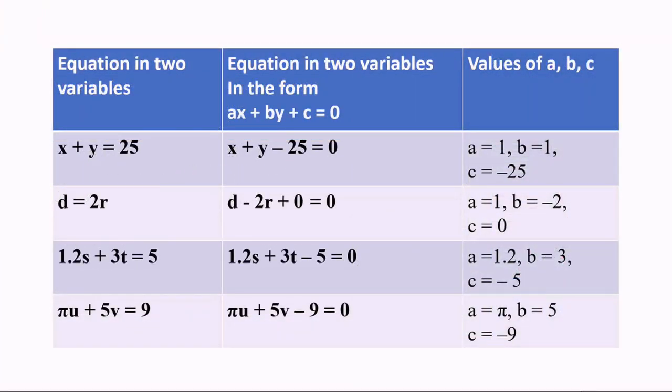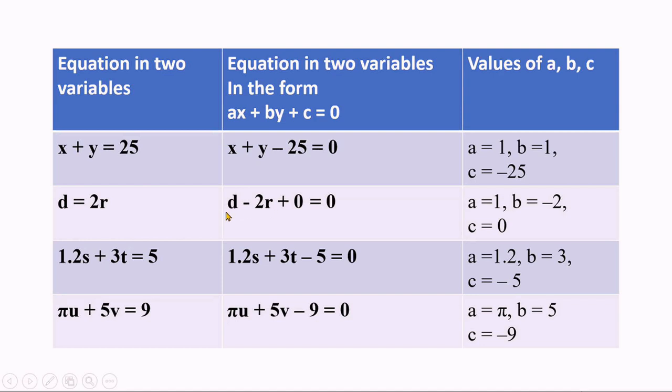So what is the value of A here? A becomes equal to 1. The coefficient of X, A, is equal to 1. B is also 1 over here. And our C becomes minus 25.